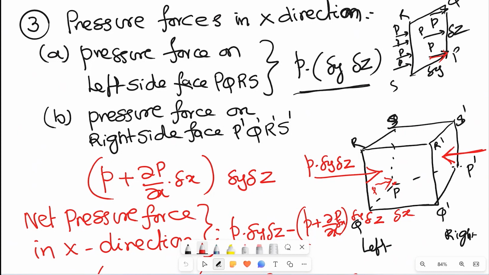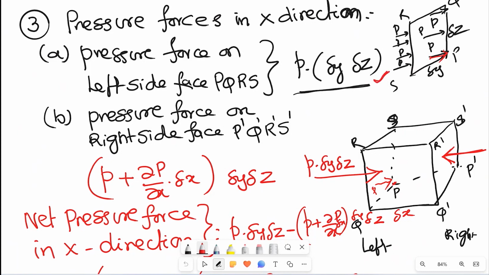Why P only? Because this element size is very small, P delta Y delta Z. This element size is so small that we assume the pressure distribution is uniform on the entire face. When the pressure distribution is uniform, what is the pressure force? Pressure force is equal to pressure intensity into area. So P into delta Y delta Z. That is how I have written.